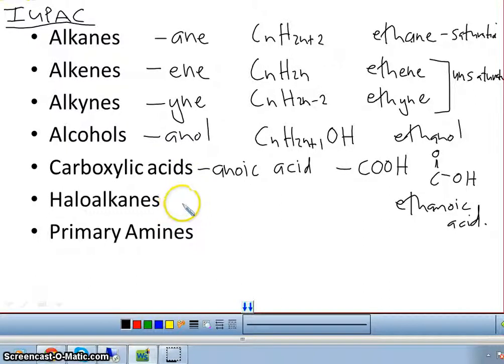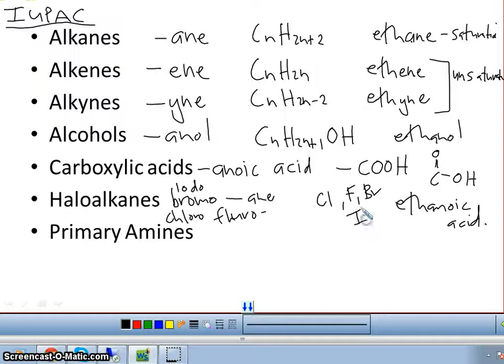Haloalkanes, so these are bromo something ane, or chloro, or iodo, or what am I saying, fluoro. Alright, they simply have, instead of being saturated with hydrogen, they have either a chlorine, fluorine, bromine, or iodine.